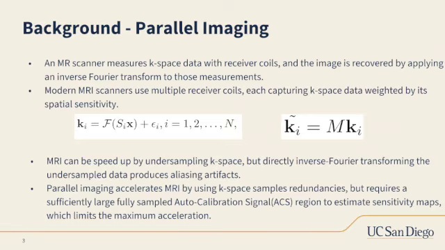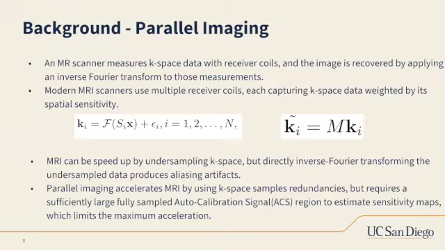Modern MRI scanners use multiple receiver coils, each coil capturing k-space data weighted by its spatial sensitivity. That is what the left equation shows. MRI can be sped up by undersampling k-space data, as shown by the right equation. We can apply an undersampling mask to the k-space data and get this undersampled version of the k-space data. But directly inverse Fourier transforming the undersampled k-space data will produce aliasing artifacts.